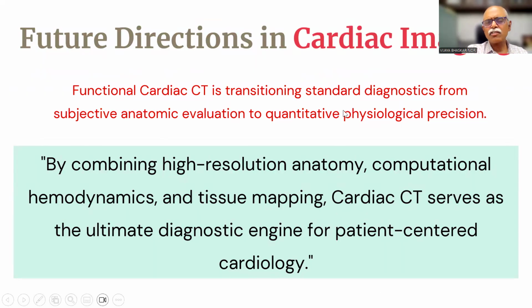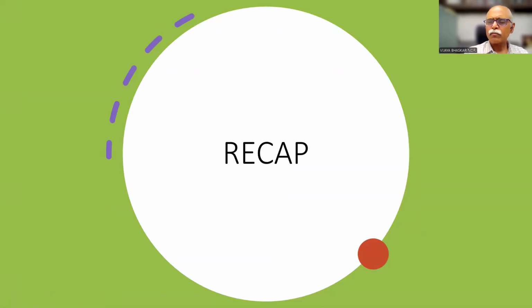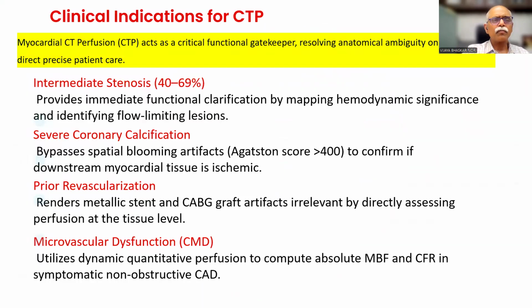Functional cardiac CT is transitioning standard diagnostics from subjective anatomical evaluation to quantitative physiological precision. By combining high resolution anatomy, computational hemodynamics like FFR, and tissue mapping, cardiac CT serves as an ultimate diagnostic engine for patient-centered cardiology. Now, recap. Clinical indications for CT myocardial perfusion: intermediate stenosis, 40-69%.